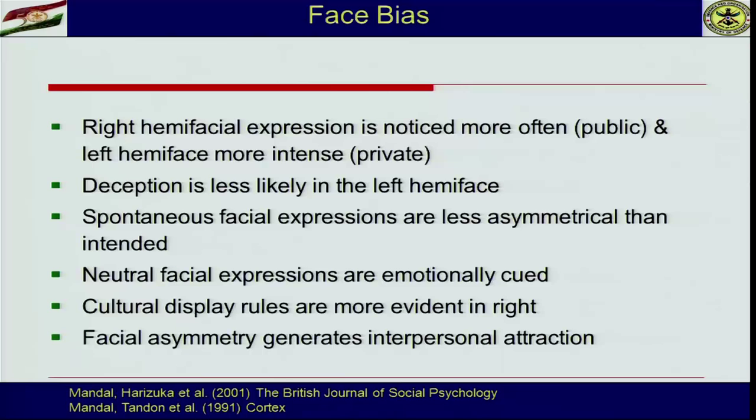That is what we have mentioned, that the right side of the face, which is controlled by the left side of the brain, displays better culturally sensitive practices as compared to the left side of the face, which is controlled by the right side of the brain. And also we have found that by having facial asymmetry, we generate great interpersonal attraction. Most of the attraction studies have found that a greater degree of morphological facial asymmetry creates some kind of interpersonal interaction.